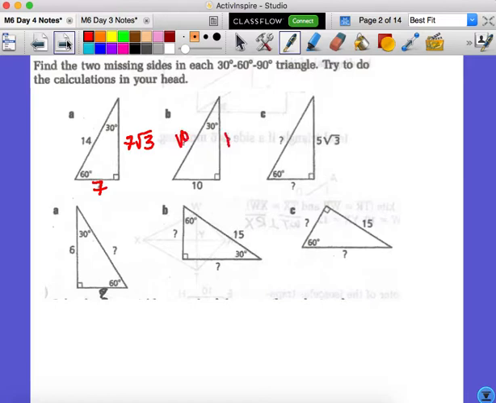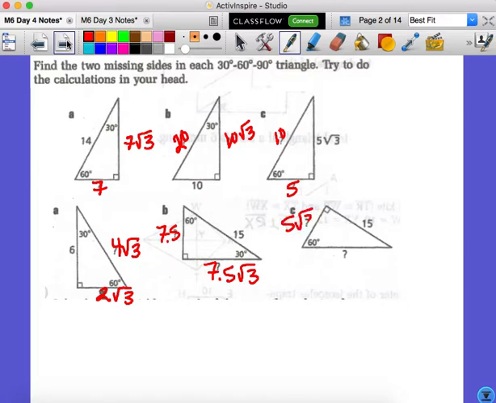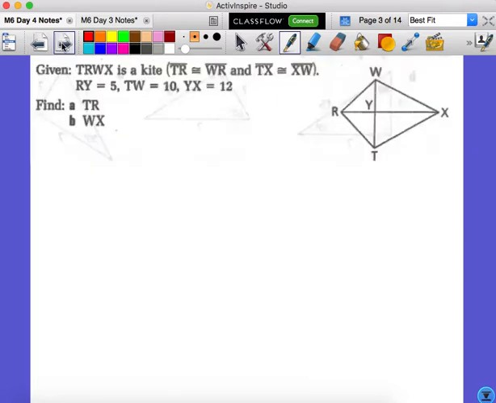This would be 20 and 10 square roots of 3. This would be 5 and 10. This would be 2 square roots of 3 and 4 square roots of 3. This would be 7.5 and 7.5 square roots of 3. And then this would be 5 square roots of 3 and 10 square roots of 3. If you have any questions on those, please let me know via email.